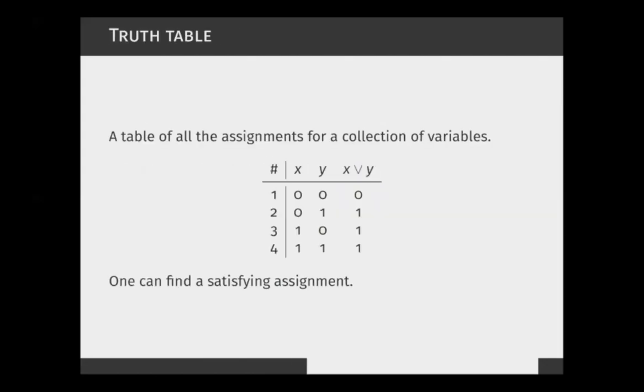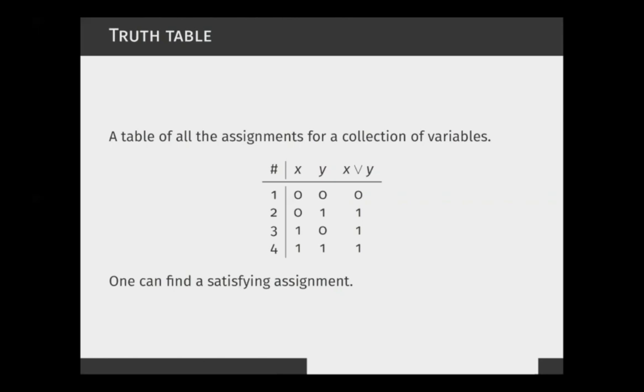Sometimes we are interested in all the assignments for a collection of variables, and there comes the idea of a truth table. In this example, we have a truth table for logical OR, as you can see in the third column, the last column. There are four assignments, and the truth table simply says when the formula is true. In assignment 1, X is false, Y is false, and their logical OR is also false. But in all the other assignments, when either X is true or Y is true, or both of them are true, then the formula is true.